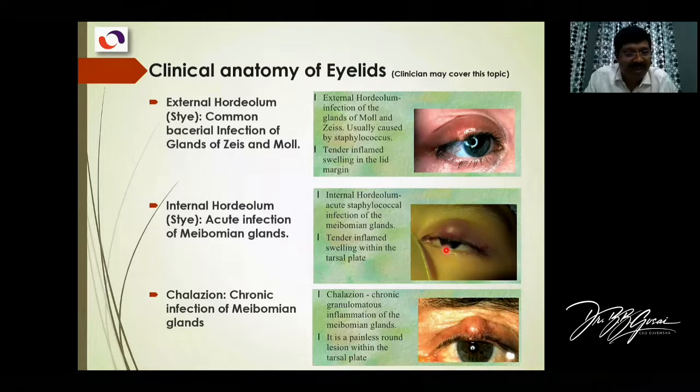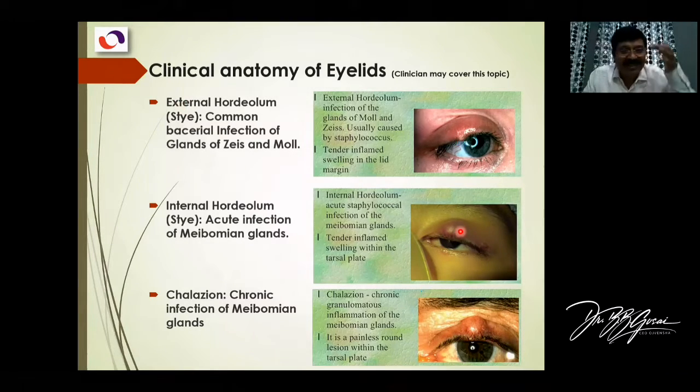If it is for the meibomian gland, we call it internal hordeolum, internal stye, because the meibomian gland is inside. And if it is at the margin of the eyelid, you see exactly near the margin here, that one is the external hordeolum, and it is by the glands of Zeis and Moll. So that is external hordeolum. It is also known as stye.